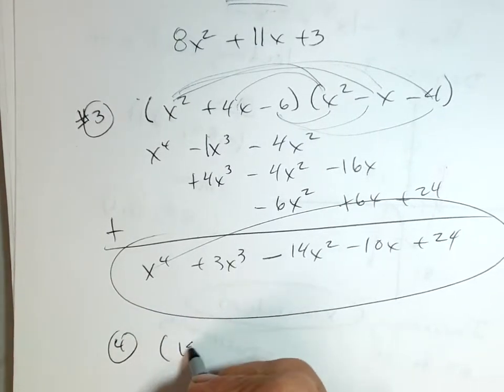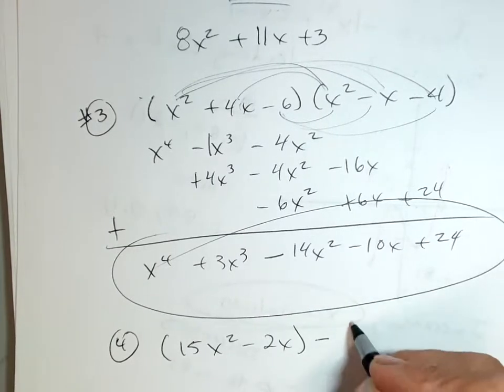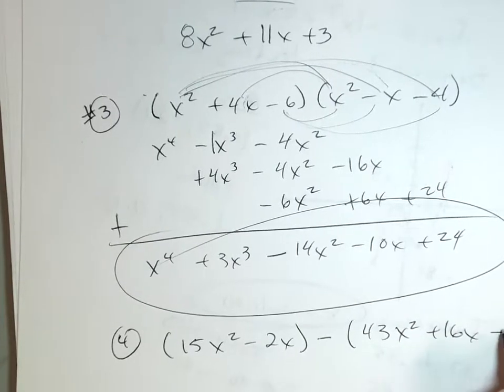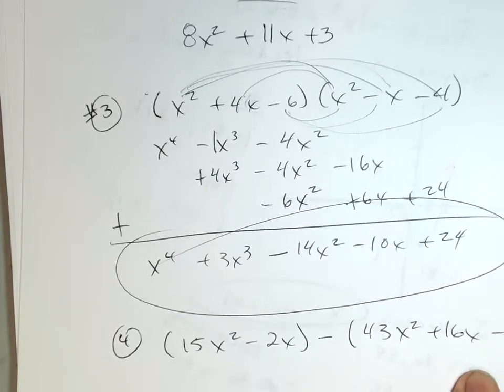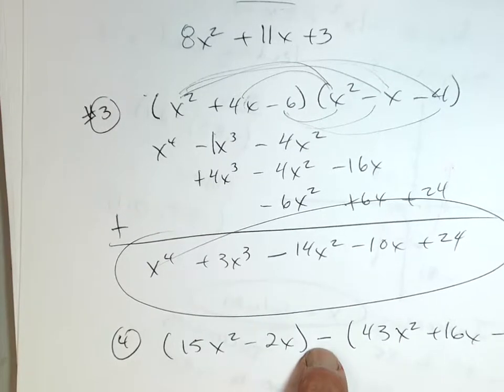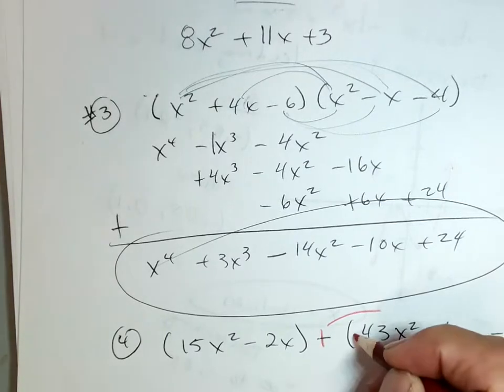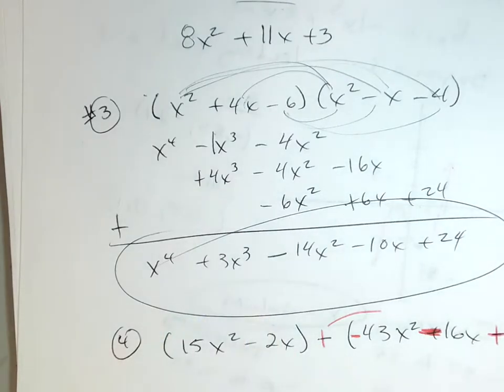I've got 15x squared minus 2x, subtract 43x squared plus 16x minus 4. Now, I make mistakes all the time. So when I see a subtract, I like to change this to plus, add, but make sure I bring the negative through. So I'm going to make that plus, and I'll change the signs to negative, negative, and positive. It just makes it so I'm adding a negative. Subtraction, I'm just adding a negative. And when I move the negatives through, then I don't make a mistake.